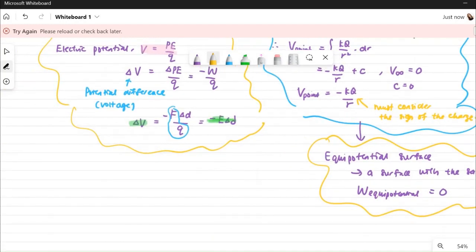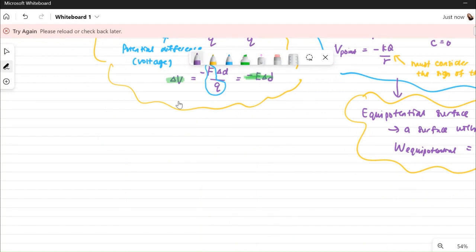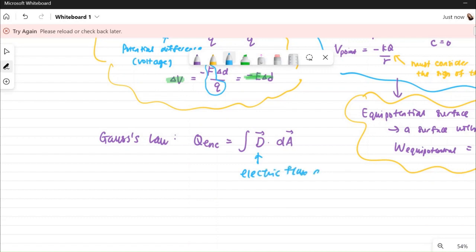Okay, so now let's move on to another law, called Gauss law, which is important in electrostatics. So according to Gauss law, the total charge enclosed in a Gaussian surface is equal to the integration of D dot dA. This capital letter D is a vector quantity. We call this the electric flux density, which has the unit of Coulomb per meter squared, where D is closely related to the electric field.